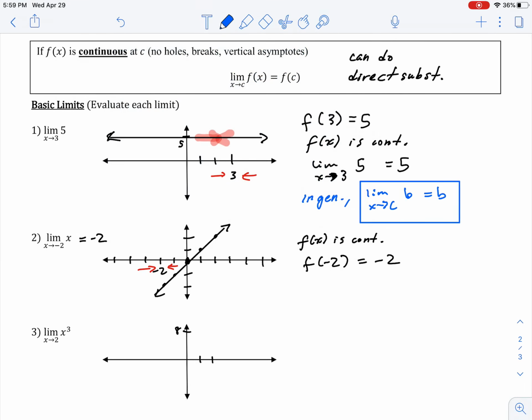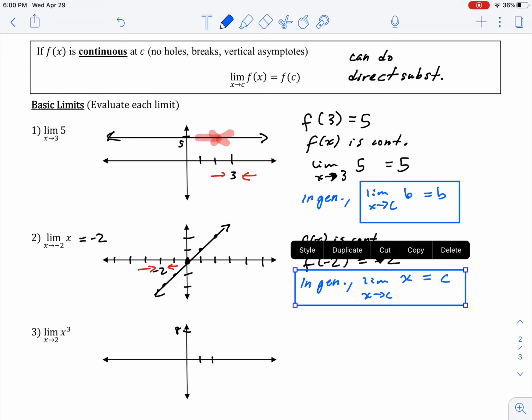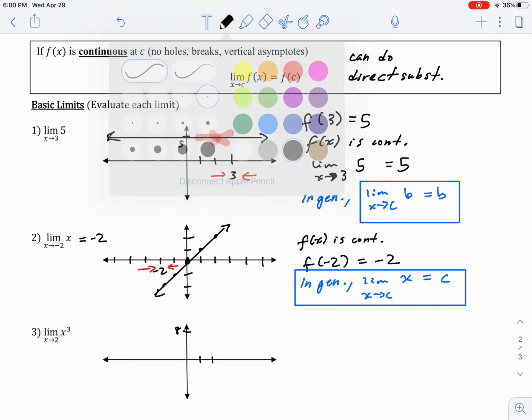So here's another basic limit property. We can say in general, the limit of a continuous function like x, in this case this linear function, is simply going to be equal to whatever c is. All right, and hopefully that makes sense. As x approaches -2 for this continuous function, since the function is just x, when x is -2, our function's output is going to be -2. Therefore, the limit is -2.